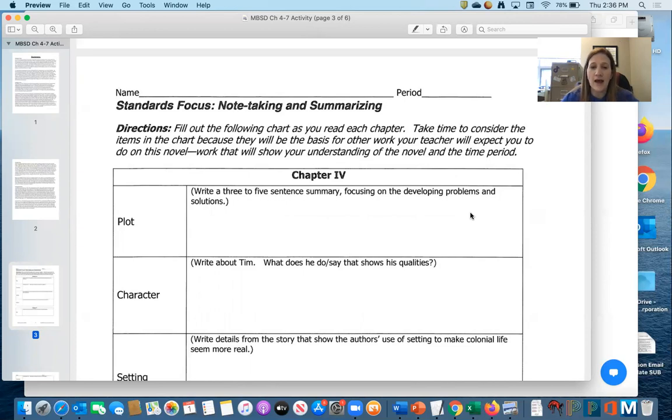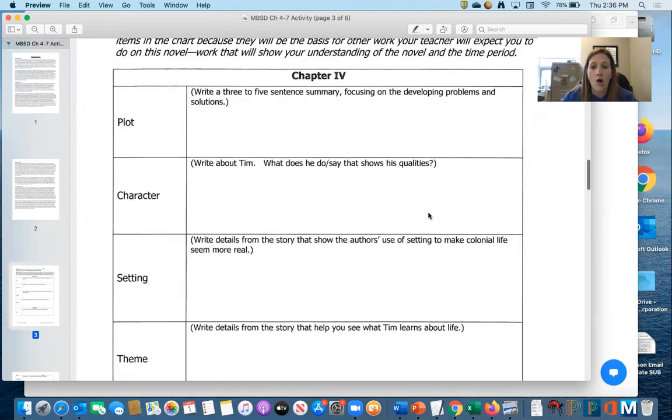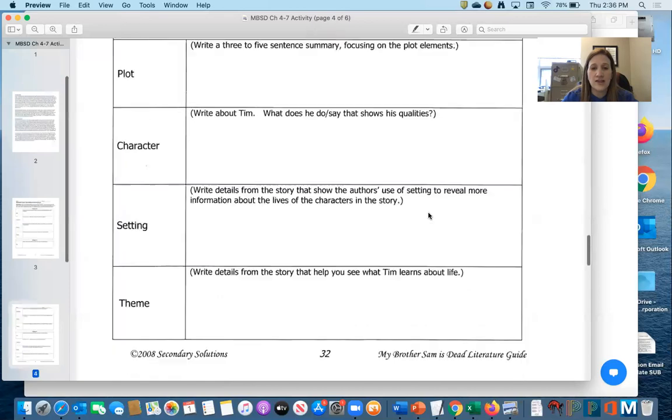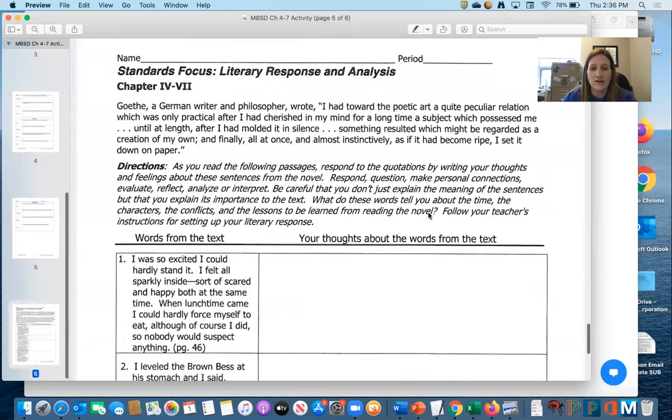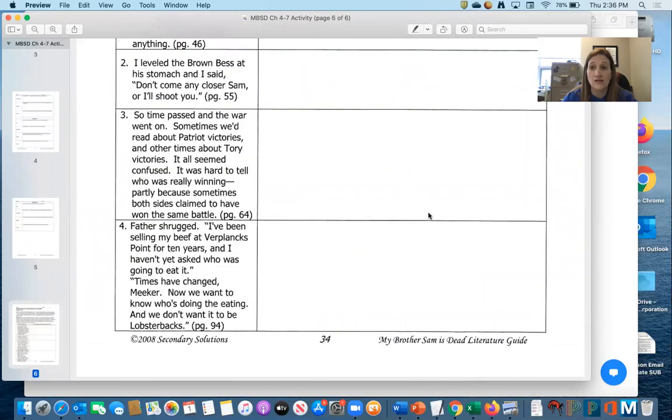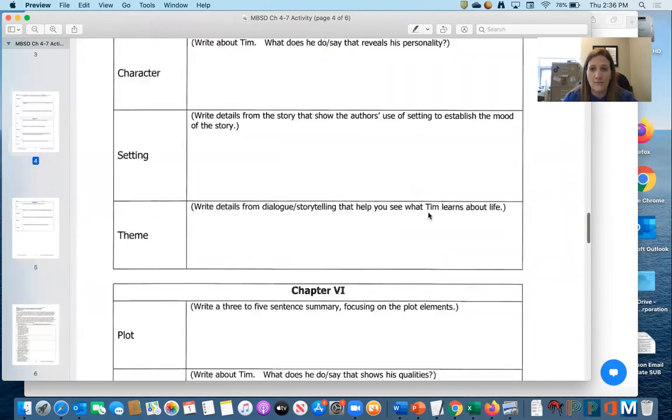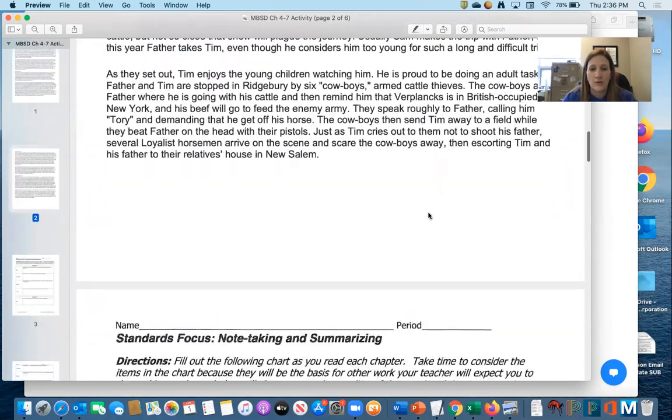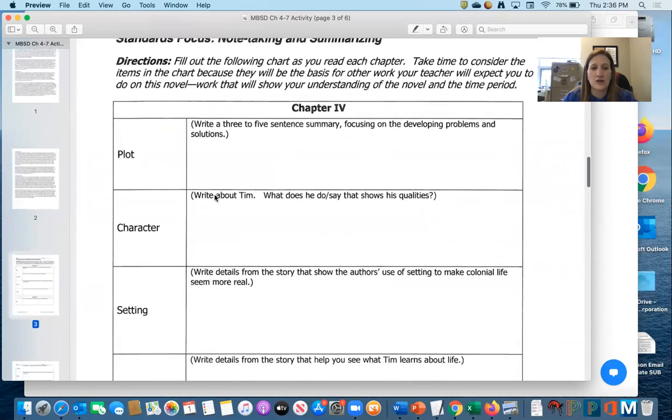Now, I decided that I want you to write 3 to 5 sentences for every box in this whole entire assignment. So all the way down for every single box in this entire assignment, I want you to write 3 to 5 sentences, okay? Whoops. I went a little bit too far. Okay, so the next one, character. Write about Tim. What does he do or say that shows his qualities? So what does Tim do just in chapter 4 that shows some of his character traits, his qualities?